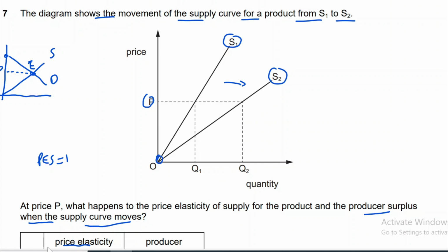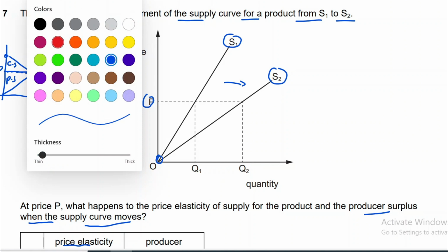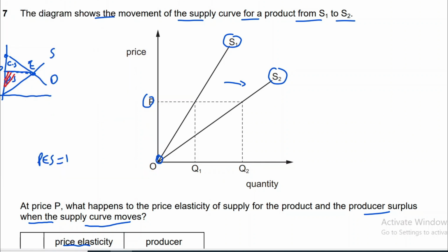Consumer surplus is the triangular area above the price line and below the demand curve. So this is consumer surplus, and the area below the equilibrium price and above the supply curve is producer surplus. So this is producer surplus. The examiner is asking about this area, producer surplus. Initially the equilibrium price was this and this was the supply curve. So this triangular area was initially the producer surplus.